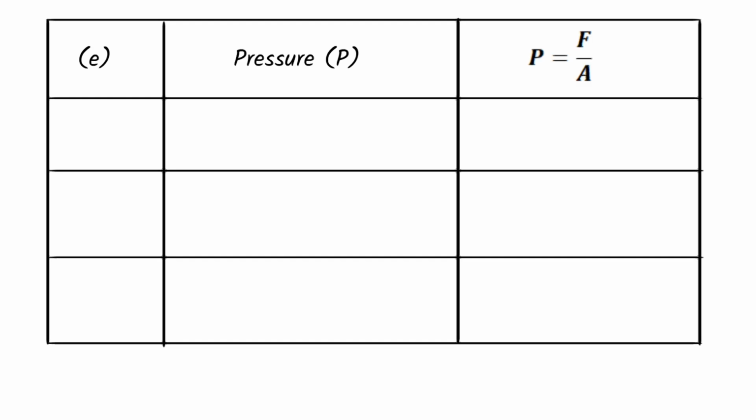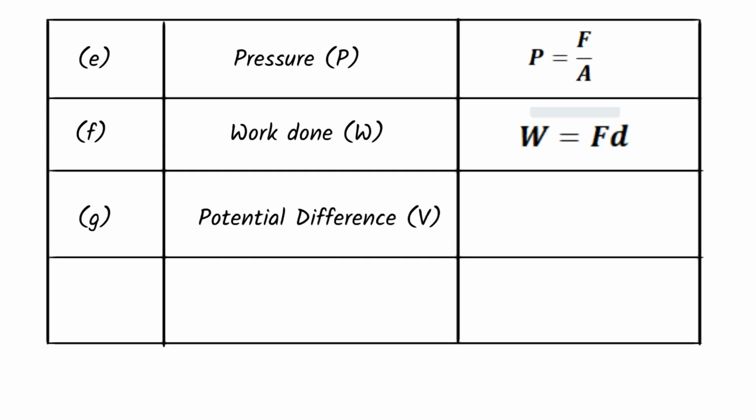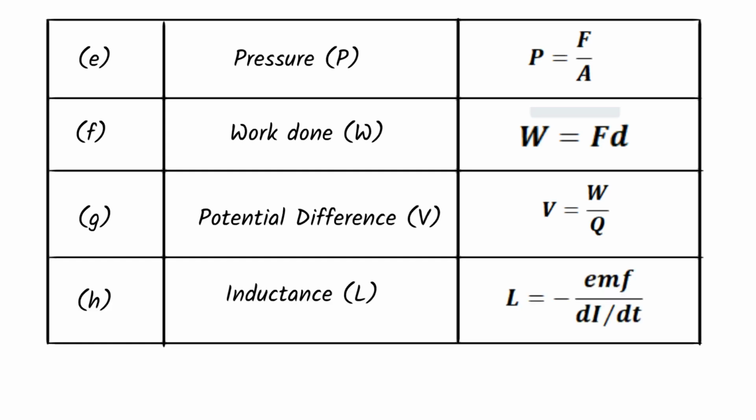So let's see how to get the unit of four other derived quantities. Starting with pressure. Pressure is force divided by area. Work done. Work done is force times distance. Potential difference. Potential difference is work done divided by charge. And finally, inductance, which is EMF divided by rate of change of current.